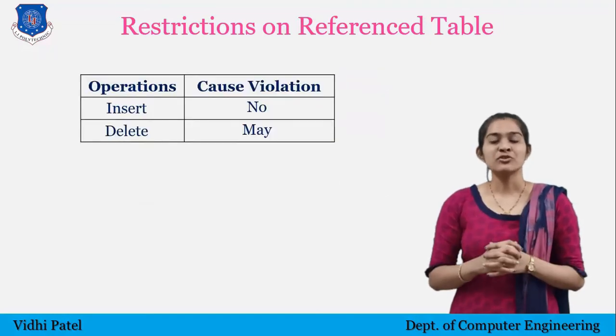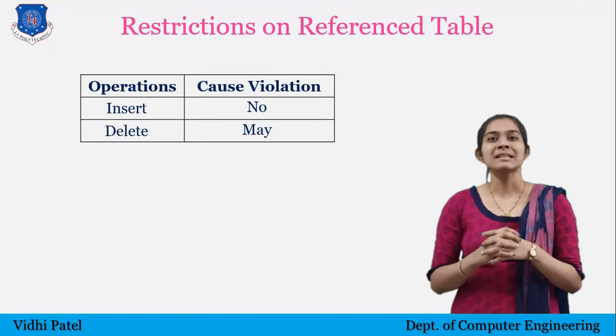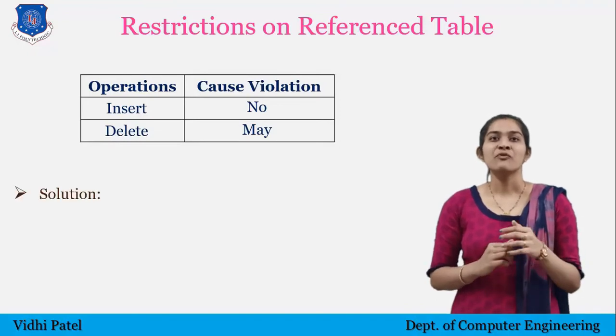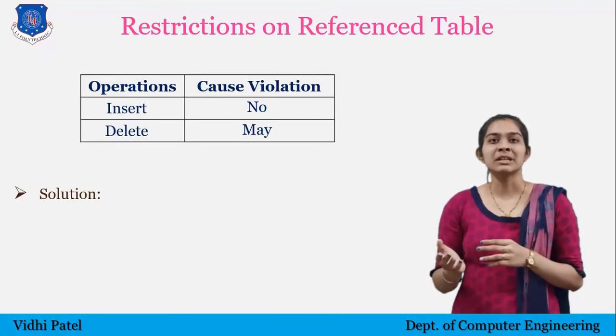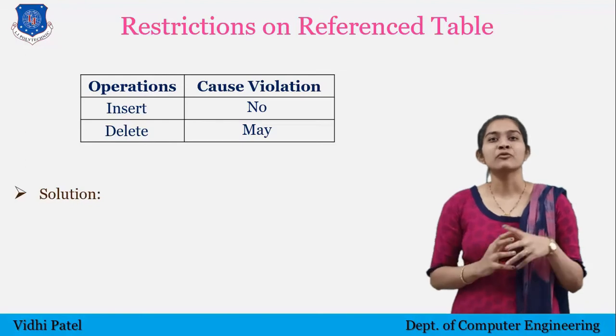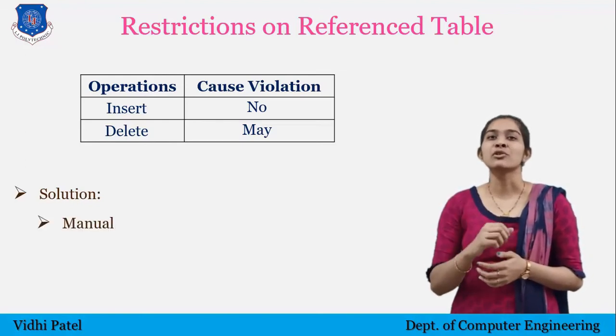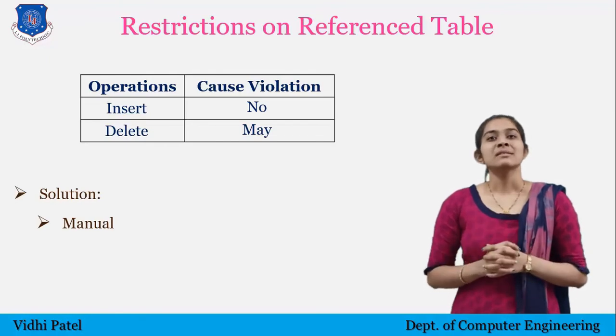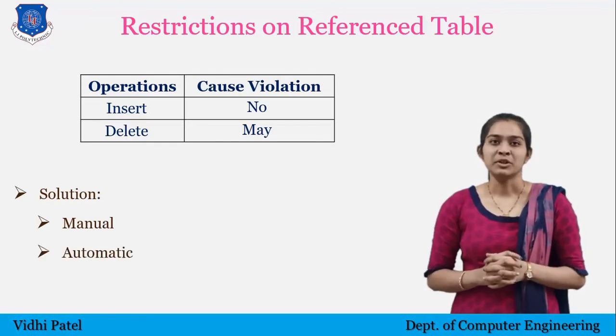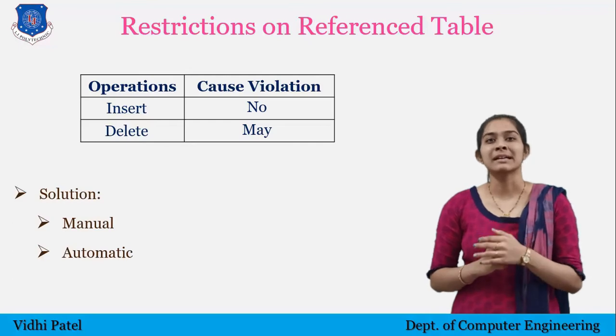Is there any solution for that problem? Yes, there is a solution available. We can delete the record from the student table as well as delete the record from the course table, which is a manual solution, but it is not feasible. There is an automatic solution available, which is ON DELETE CASCADE.